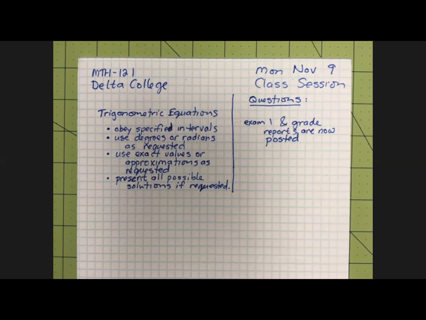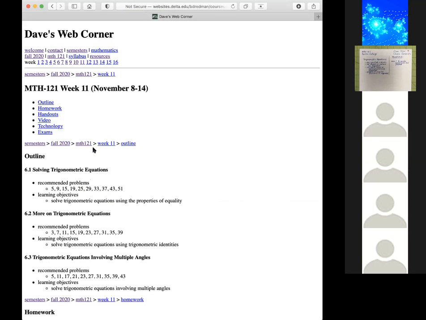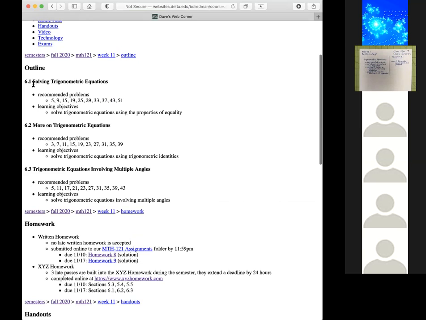So I'll just take you to our website here just to make sure we get oriented today. We're looking at sections 6.1, 6.2, and 6.3 this week. And we're just going to pick out problems from these three sections, work on examples of problems in these three sections. So we'll probably get into, probably far into section 6.2 today.